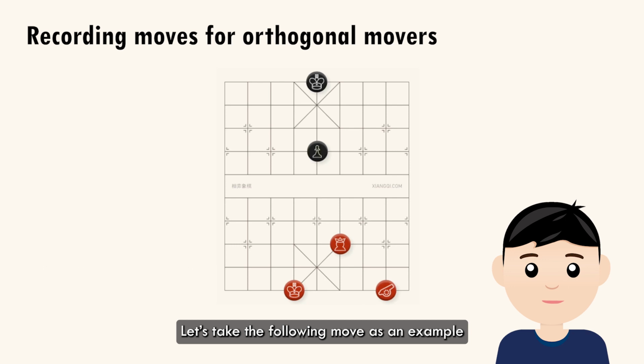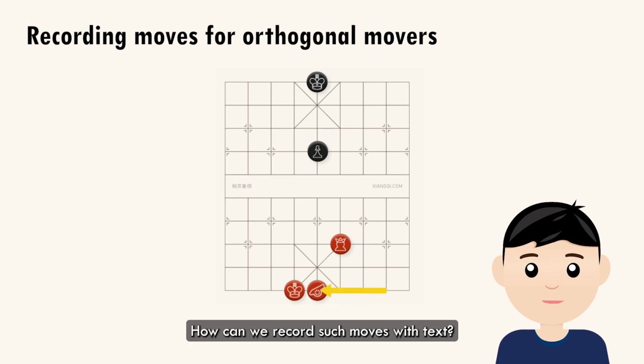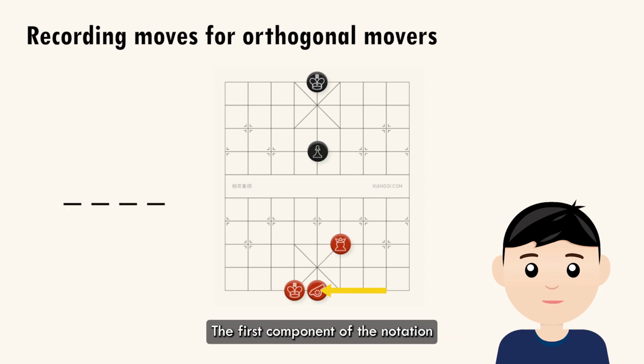Let's take the following move as an example. How can we record such moves with text? The first component of the notation is the piece being moved. In this example, the cannon is being moved, and it is represented by the letter C. So, the letter C is the first component.